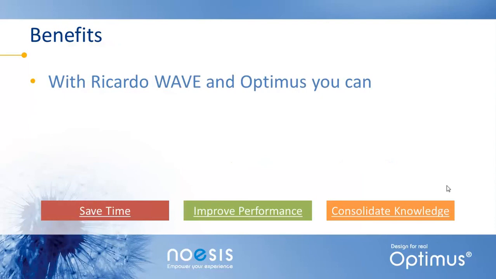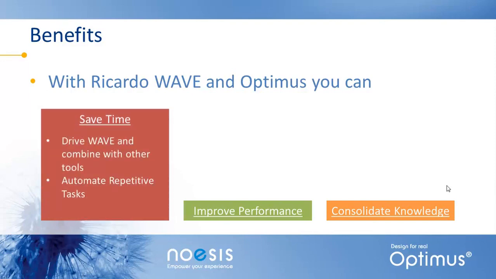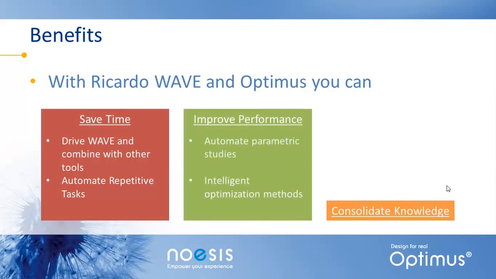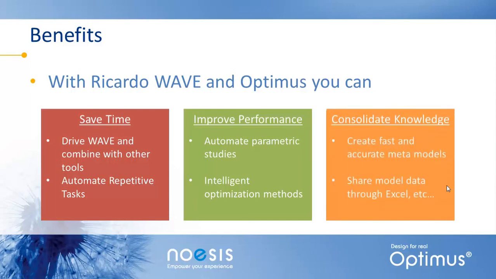Overall, with the coupling of Ricardo WAVE and Optimus, you can first of all save time by driving WAVE combined with other tools in automating repetitive tasks. We can also improve the performance of your designs by these automatic parametric studies and by applying intelligent optimization methods. And we can consolidate knowledge by first of all creating fast and accurate meta models, but also to make optimization accessible for a larger audience by sharing your optimization workflows through custom applications like Excel, etc.